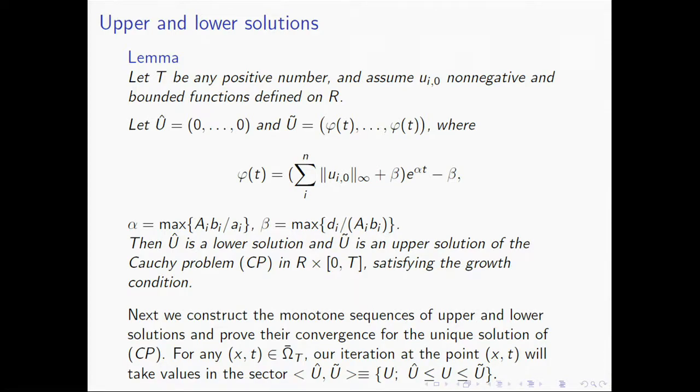Next, we construct the monotone sequence of upper and lower solutions and prove their convergence to the unique solution of the Cauchy problem. For (x,t) in this domain, our iteration at the point (x,t) will take values in a sector of functions. For this sector of functions, we have to look at these inequalities component by component.